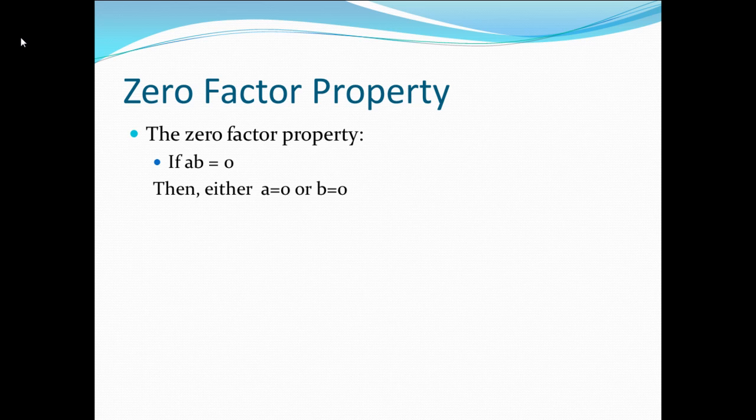The zero factor property tells us that if we have the product a times b, and that product is equal to 0, then either a equals 0 or b equals 0. We will use this zero factor property in order to factor and solve our quadratic equations.